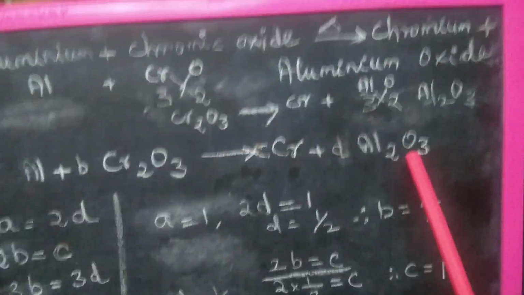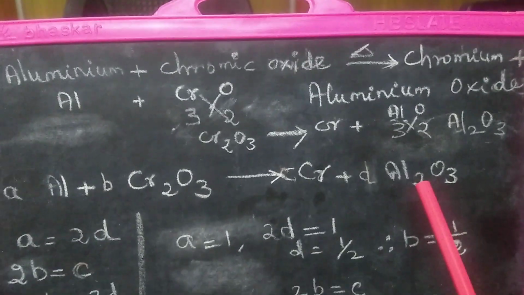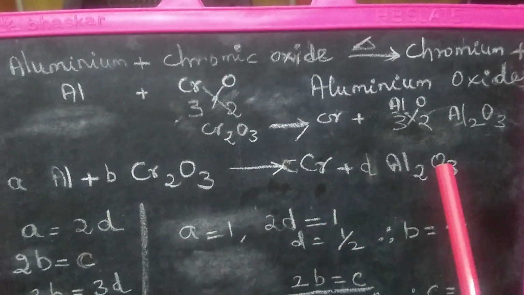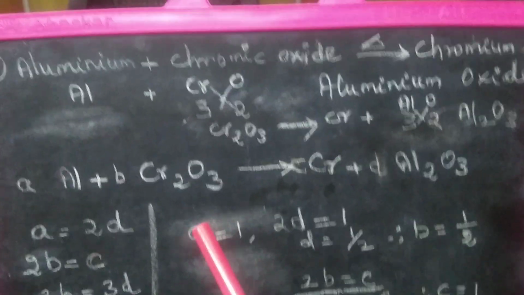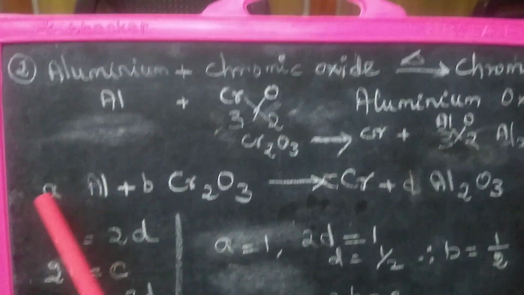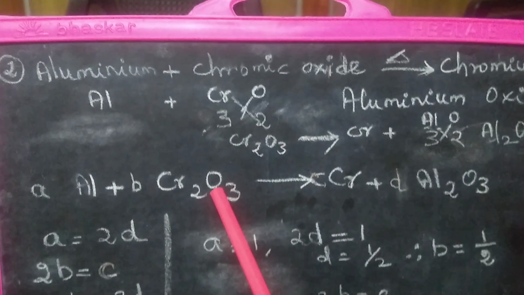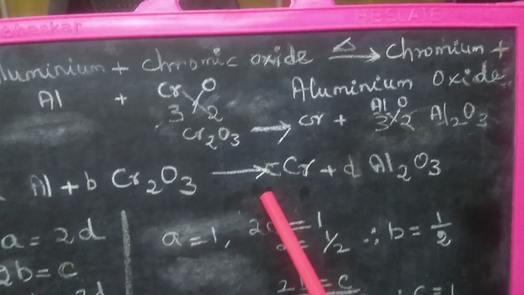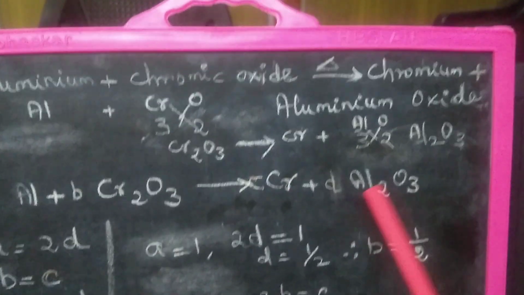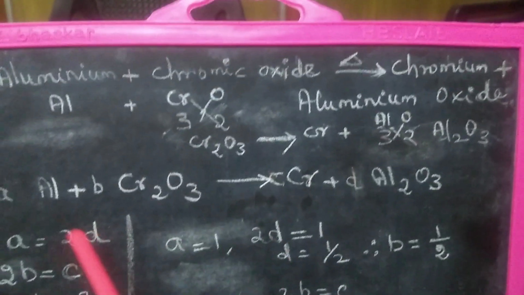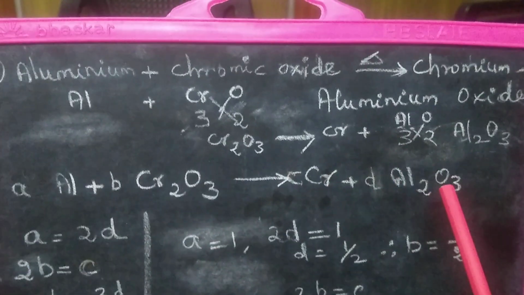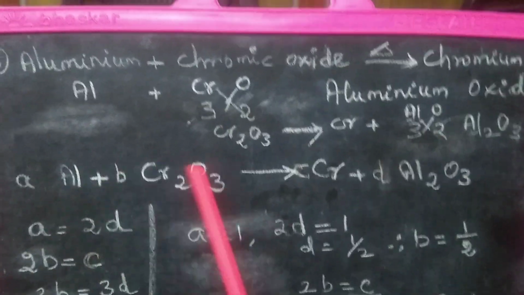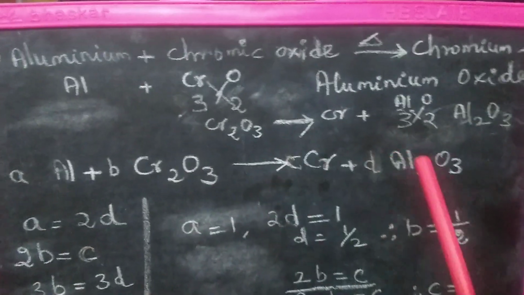Okay, that's fine. But now what are we supposed to do? We are supposed to put A, B, C, D in front of each and every reactant and product. The first one is Al, put A. The second one, Cr2O3, put B. Gives chromium, put C in front of chromium. And then aluminium oxide, you put D. Again here, 2 reactants and 2 products are there. Therefore, we have only 4 alphabets, A, B, C and D.